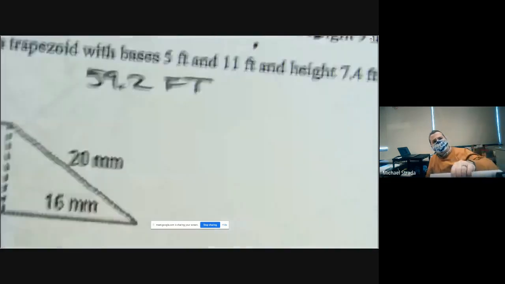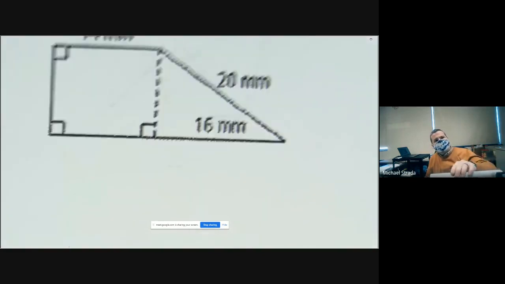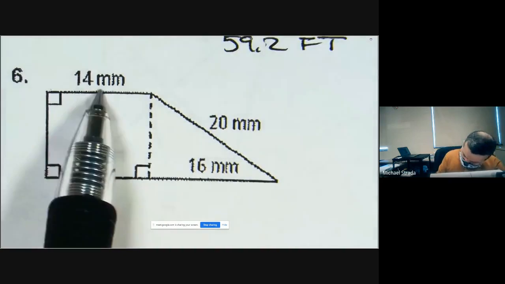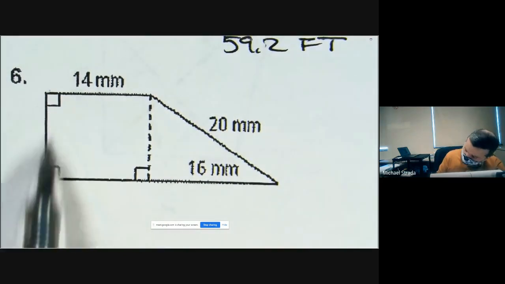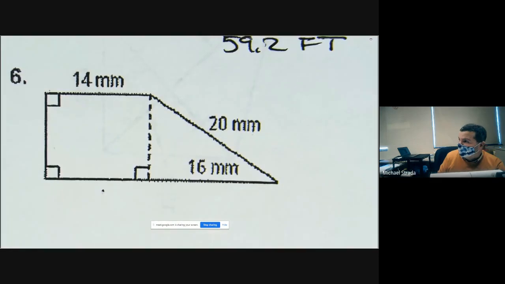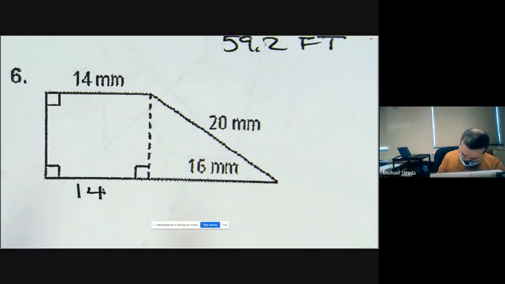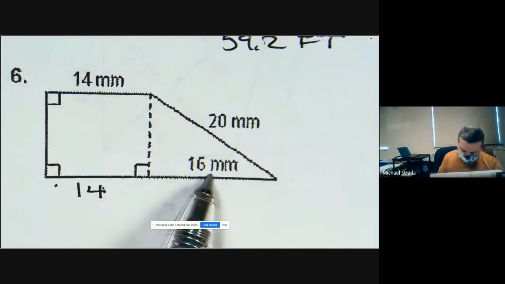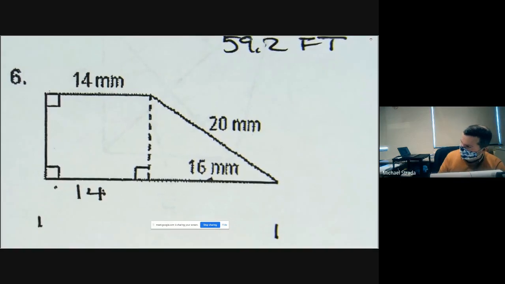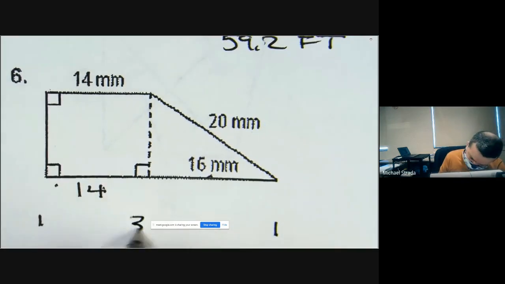Now, we start with number 6. And the first thing we identify is, if this is 14 up here, and those are perpendicular, what's got to be down there as well? 14. Everybody see that visually? All right. If that part is 14 and that part is 16, to get the base, what are we going to do with 14 and 16? Add them up for 30.